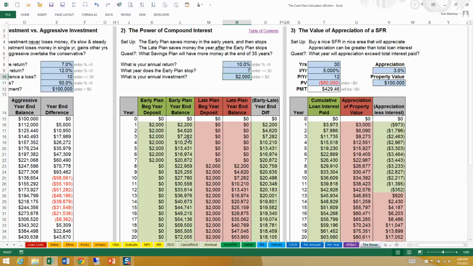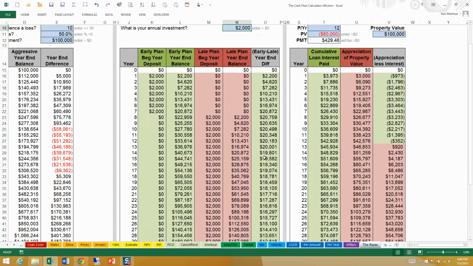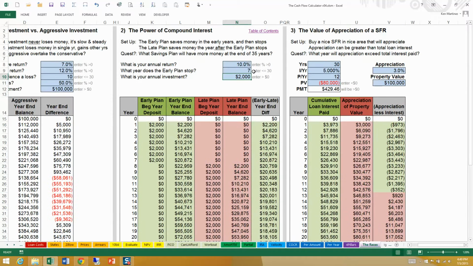So that's the whole power of starting early. If you wanted to sort of counteract that part, maybe you'd have to reduce the interest rate. Instead of earning 10%, how about just 5%? And then you can see now from never recovering to year 18 on that scenario, does the late plan overtake the early plan?